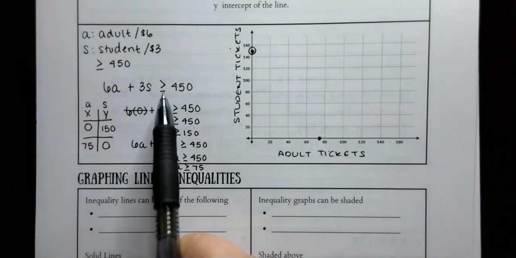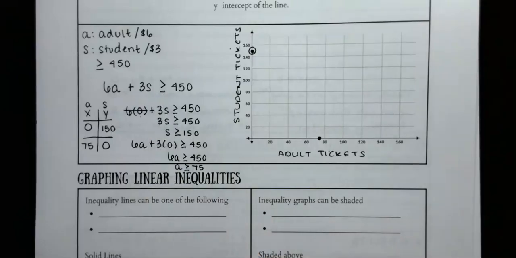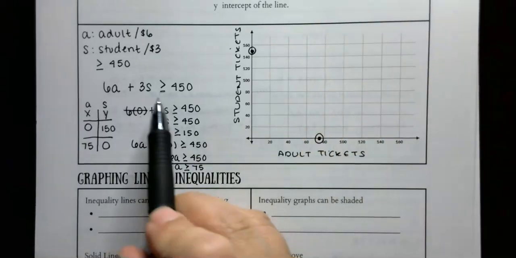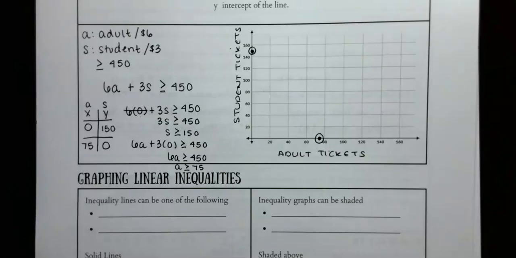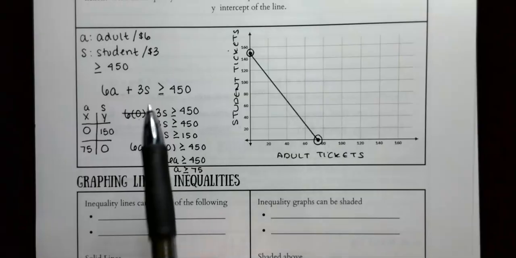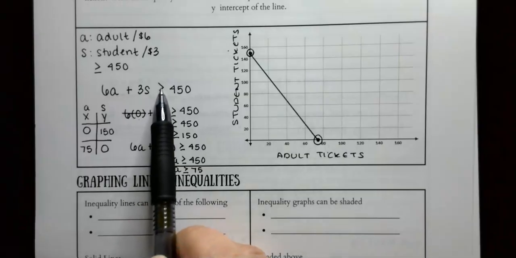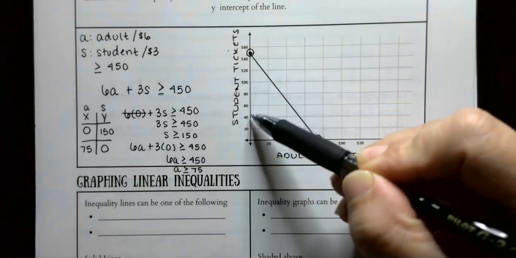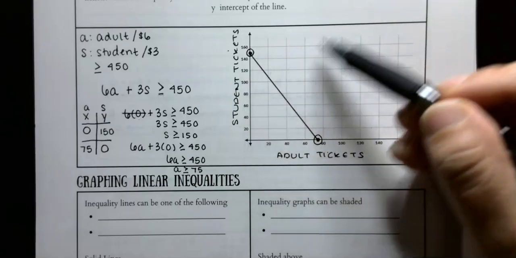All right, once again, I want to remind you that we have an equal to sign here, so that lets us know that we're drawing a solid line. So anytime you have the line underneath, it is going to be a solid line. All right, so as you're looking at this one, notice what it says here. It says that it has to be greater than or equal to 450. So because we're looking for something to be greater than 450, it is not going to be below the line. It's going to be above this line.